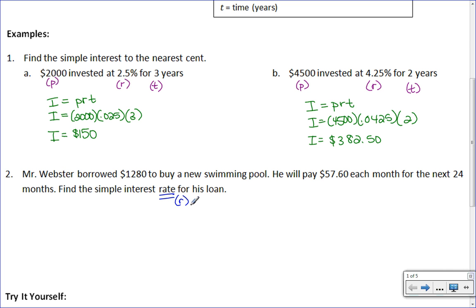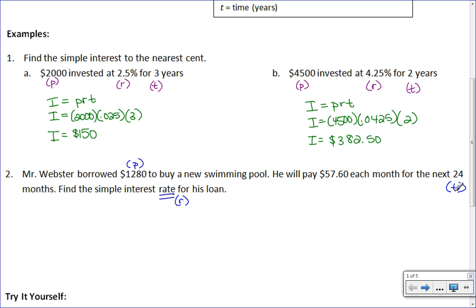So let's identify the other parts from the problem. Mr. Webster borrowed $1,280. So this is the amount borrowed. That is the principal, P. He will pay $57.60 each month. Well, this doesn't really fit into our formula anywhere. So let's hold on to that for a minute and come back to it. The next 24 months. This sounds a lot like time, but it's not in years. So we'll label this as T, but we have to remember later that we really want this to be 2 years, not 24 months. Okay, so I see P, R, and T.